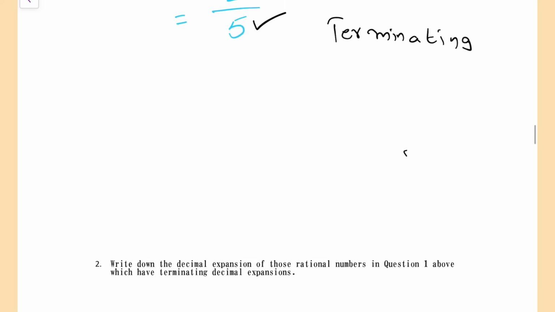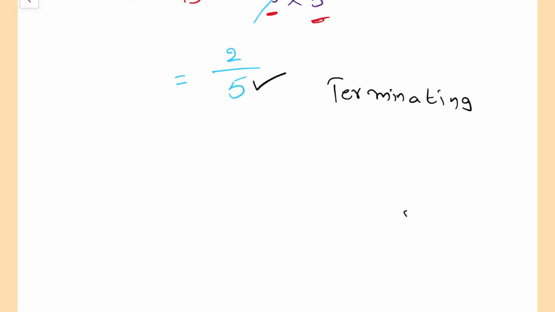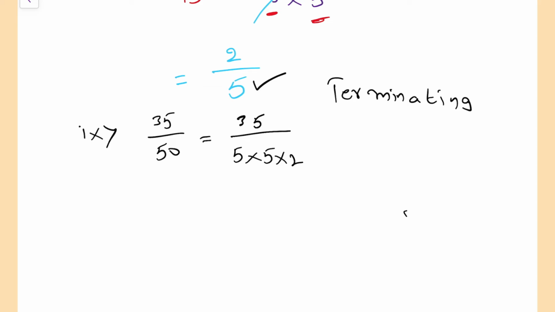Coming to question number 9. Here we have 35 by 50. Wow, very simple. 35 I don't have any work with it, so I am writing it as it is, divided by 50, which can be written as 5 into 5 into 2. 5 5s are 25, 25 2s are 50, correct. So now in the denominator only 5 and 2 are there. So this is a terminating decimal. In this question, simplification is also possible. If you do simplification, in the denominator you will have either 2 or 5 or both 5 and 2 only. So definitely it will have a terminating decimal only.